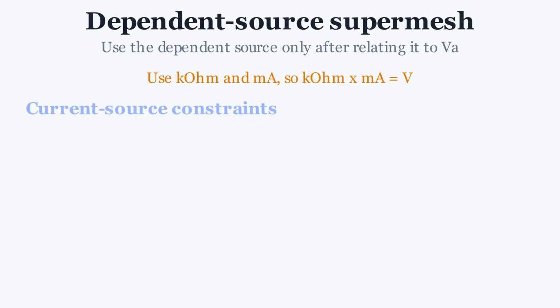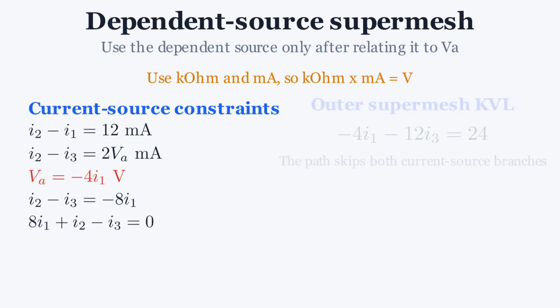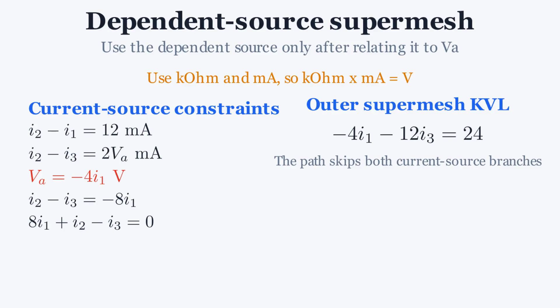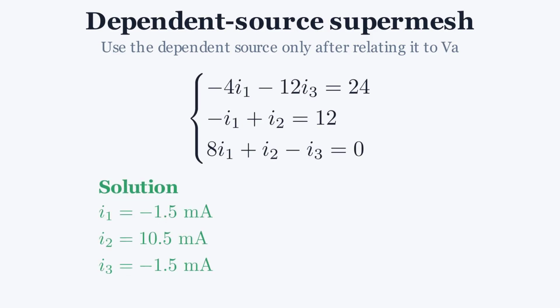Start with the two current source constraints. For the 12 milliamp source, the shared branch relation is I2 minus I1 equals 12 milliamps. For the dependent source, the relation is I2 minus I3 equals 2 VA milliamps.